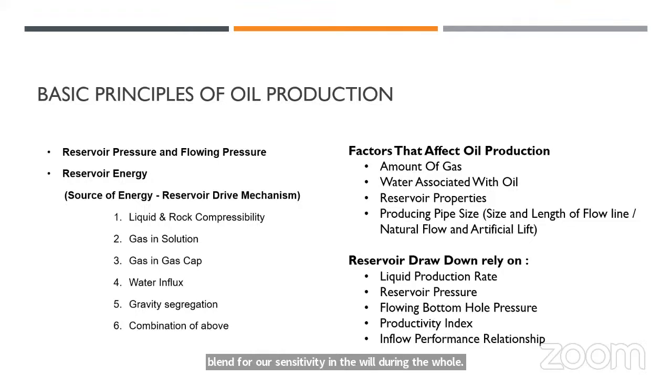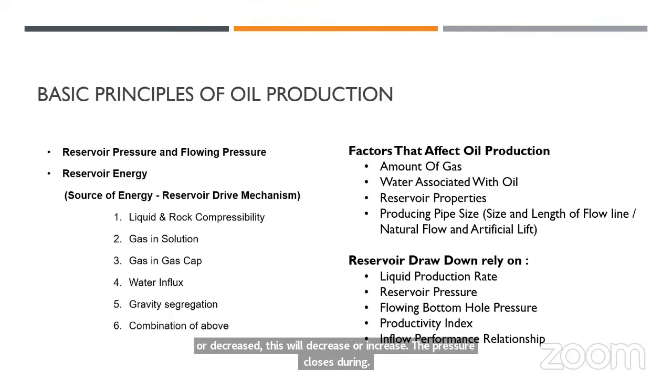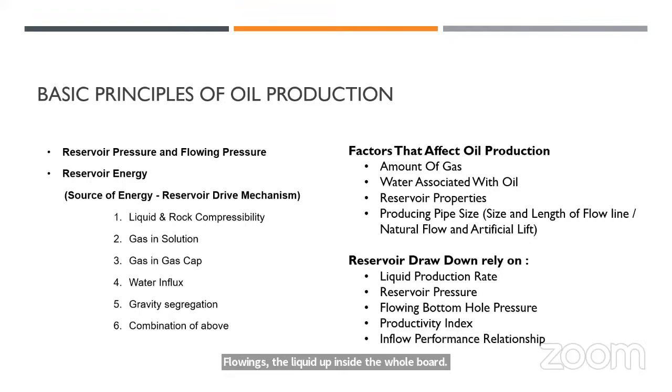Another concept is the factors that affect oil production. Some logical points: the amount of gas. If the amount of gas dissolved in the oil increases or decreases, this will decrease or increase the pressure losses while flowing the liquid up inside the wellbore, so it will affect the oil production rate. The same idea applies for the water cut or water percent in the oil, the reservoir fluid properties, the reservoir rock properties, and the producing pipe size, or the tubing size mainly. These are the factors that affect oil production.